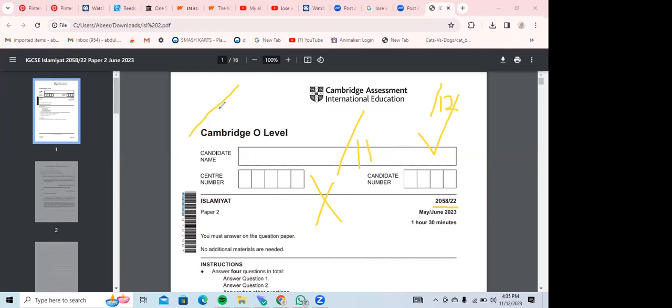For example, if you have paper number, if you are extended, you will have two.